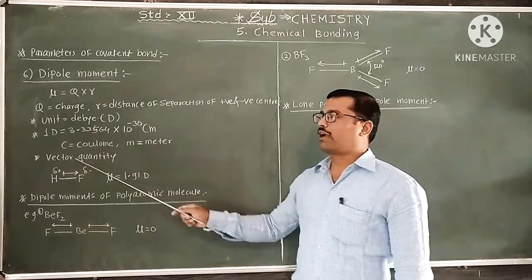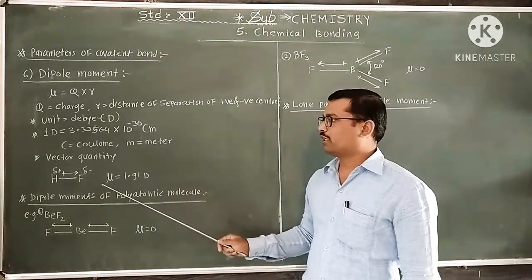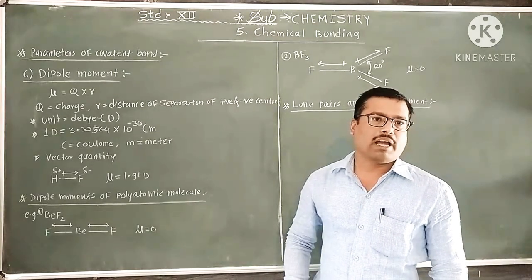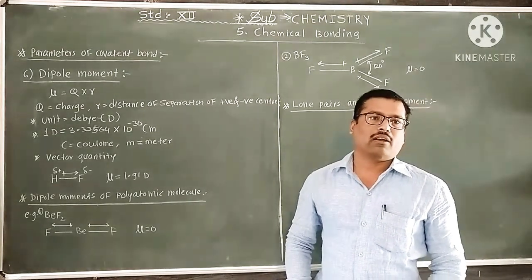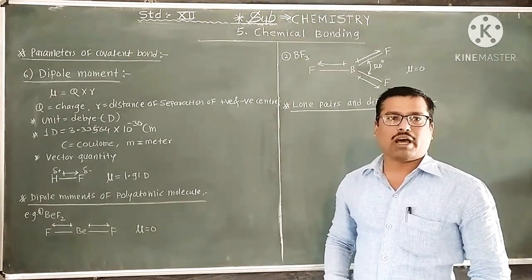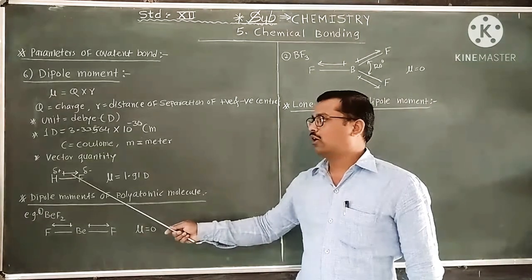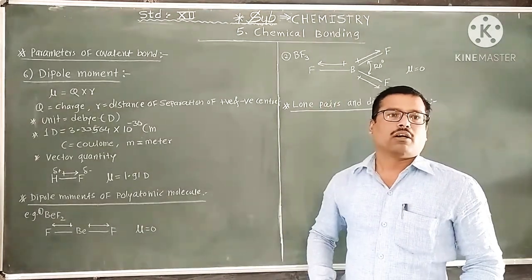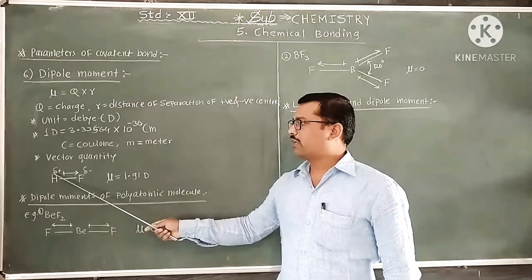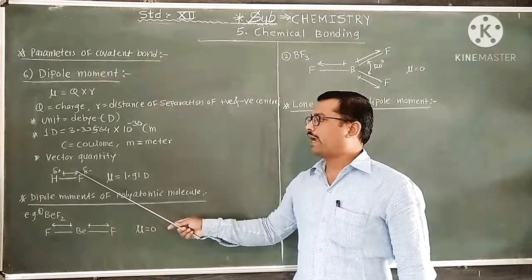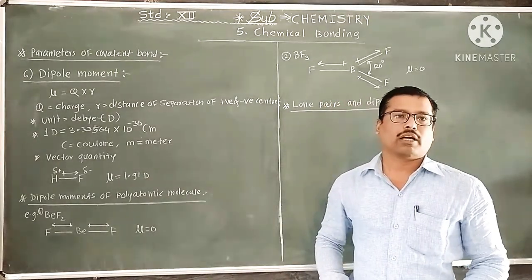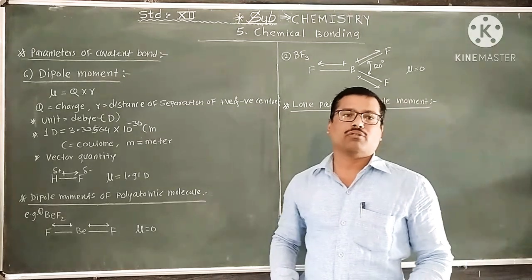This dipole moment is a vector quantity. And this dipole moment is represented by a small arrow with the tail on the positive center. This is the small arrow, and direction must be given. The tail is at the positive end, whereas the head of the arrow is directed towards the negative end, pointing towards the negative center.